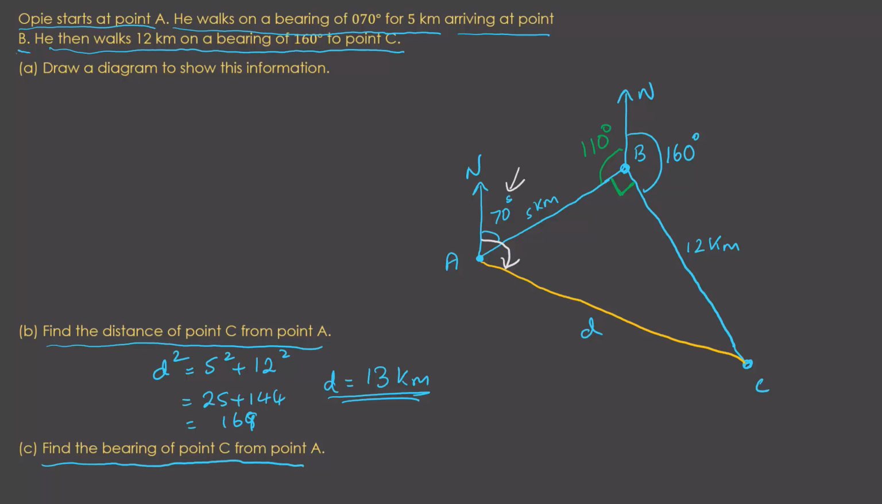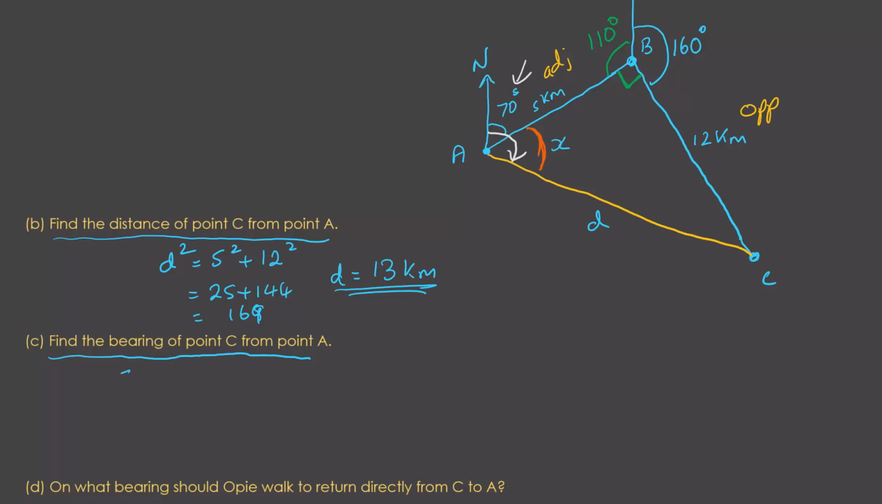We already know this one is 70. So if we can calculate this angle, we can give that bearing. So let's call the angle here X. That would make this side the opposite and this side the adjacent. Therefore, I can use SOHCAHTOA, opposite and adjacent, means the tan.